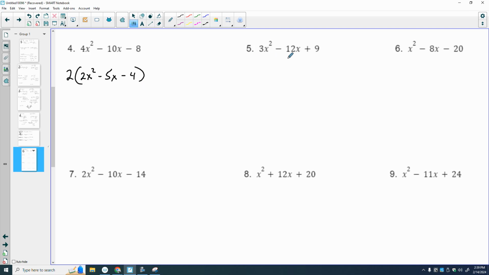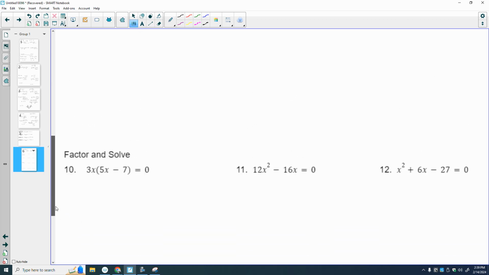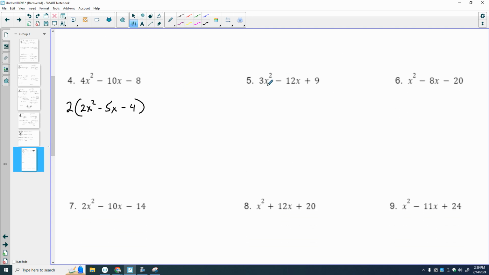Okay? All right. The last question on the review, question 15. I'll talk more about that. Okay, question 5. Is there something common in all 3 terms? Yes, a 3. 3x squared divided by 3 is x squared. 12 divided by 3 is 4. 9 divided by 3 is 3. Factor a 3. Divide a 3 out of all of these.